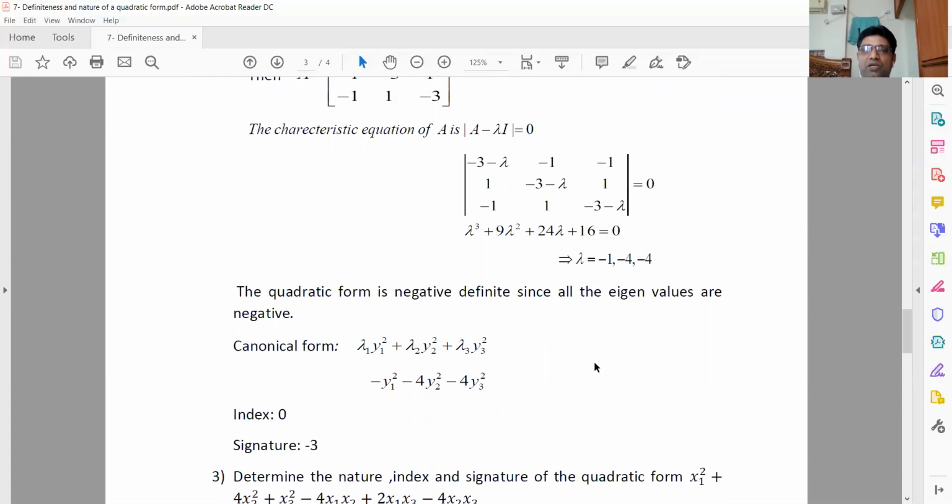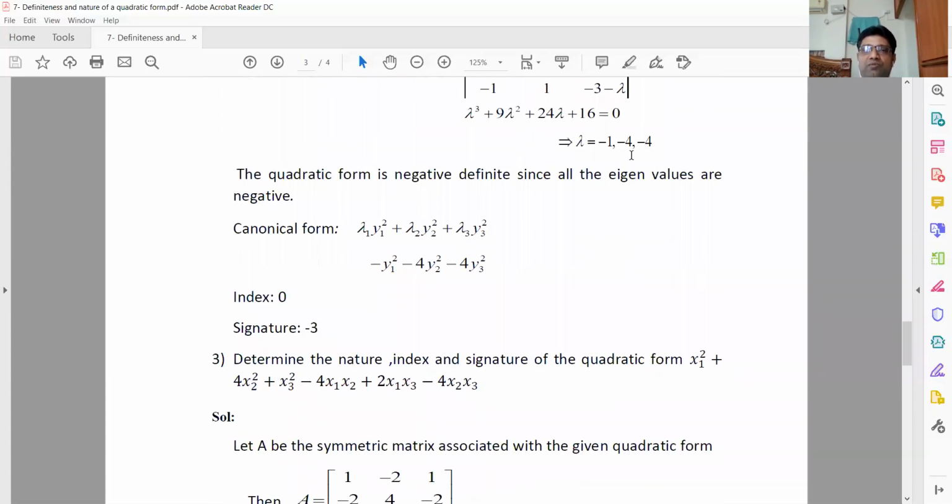The eigenvalues we got are lambda equals minus 1, minus 4, minus 4. If you look, all these eigenvalues are negative, therefore it is negative definite. That's all. Next write the canonical form. Just plug in the values of lambda here. So minus 1 here, minus 4, minus 4.